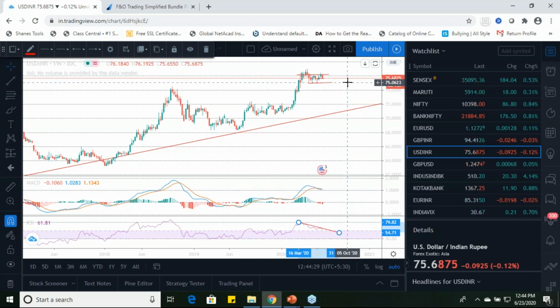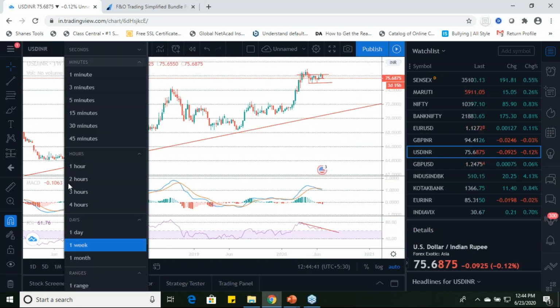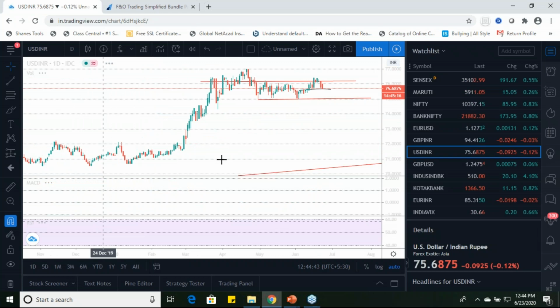takeoff of the money from the FIs, or if they are investing the money in India, we might be seeing the USDINR come down to this level of 75. So let's see further where the USDINR will go. So that's what the weekly chart says, and here comes the daily chart.